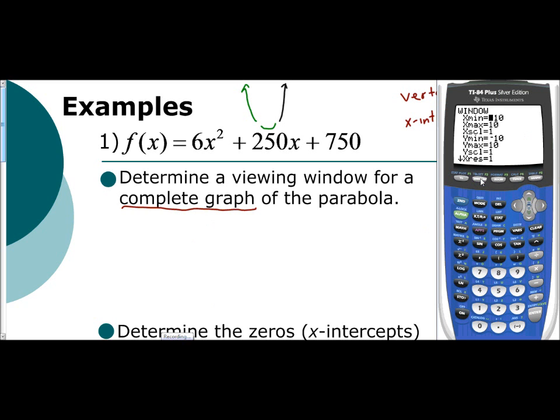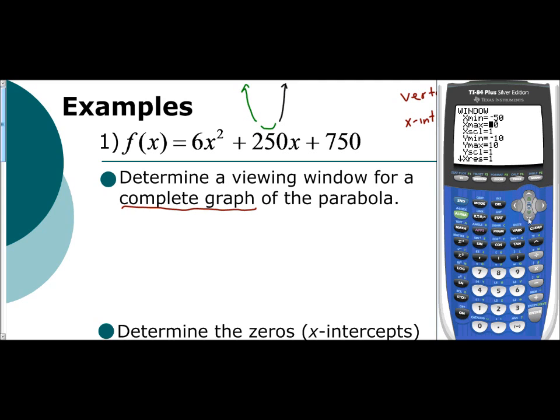So I'm going to go to window size. And this is just trial and error. Right now I'm at -10, and all I see is this. I'm not even halfway to where I need to be. So I'm going to clear this out and try -50. The x max didn't matter. I can keep it at 10 if I want, because the graph showed me the right-hand side.